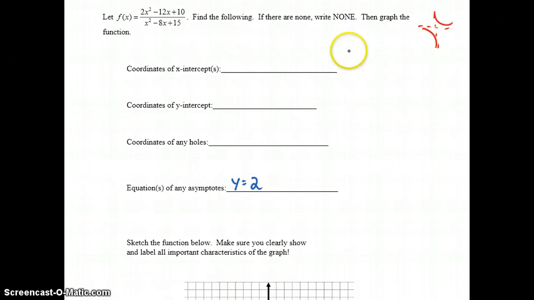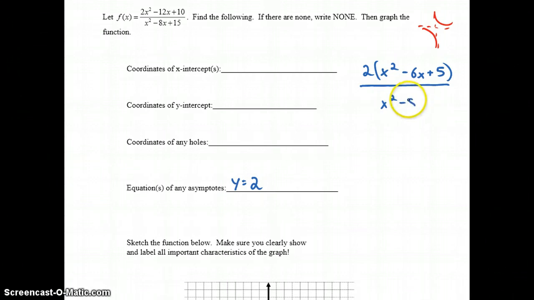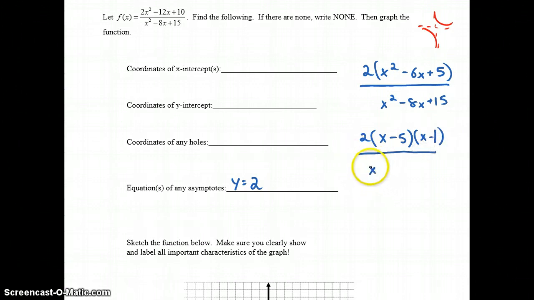So, let's say 2 times, if I factor out a 2 in the numerator, x squared minus 6x plus 5, all of that's over x squared minus 8x plus 15. I'll factor those quadratics and have 2 times (x minus 5)(x minus 1), all over (x minus 5)(x minus 3).